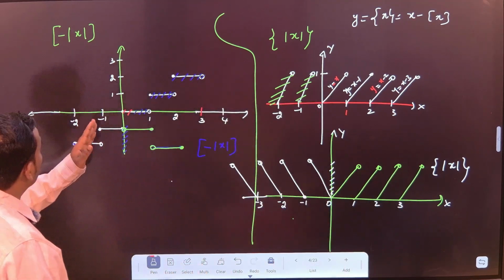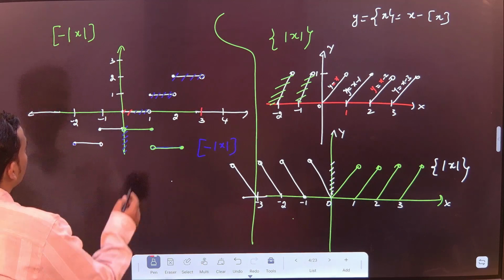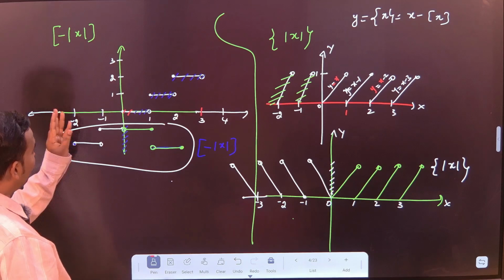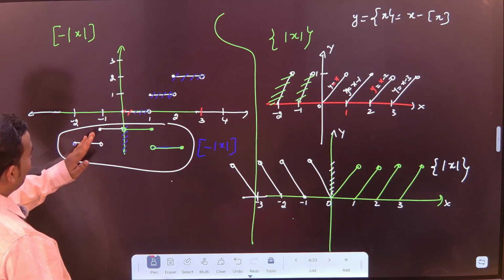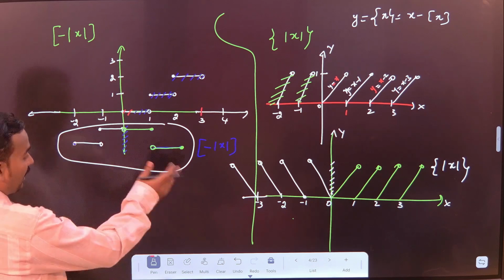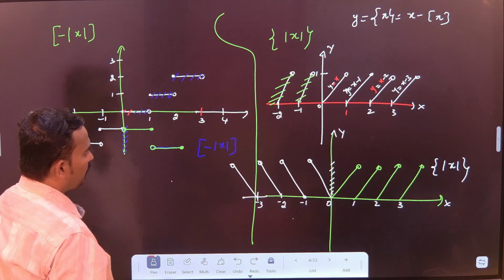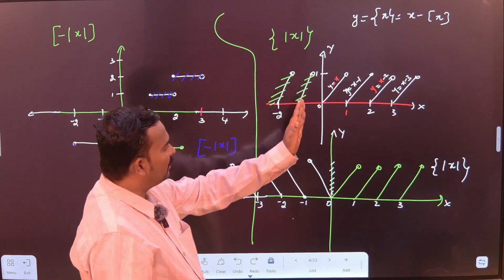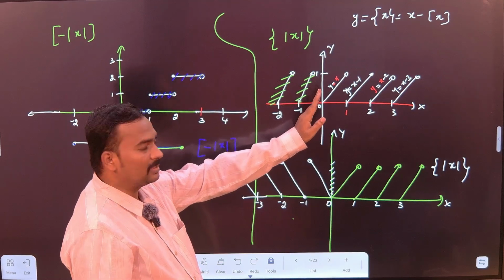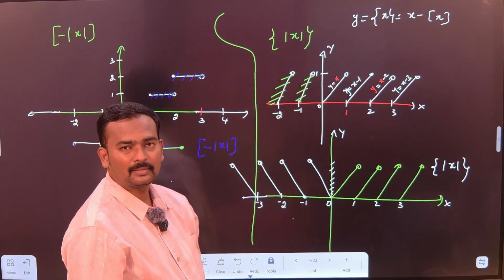The same way here also, when you are taking the greatest integer function of minus mod x, this is the whole graph. You can see, don't remove the left side and right side as well, right? That is the whole graph, right? Understand? So here, once you remove the left side, whatever the right side is, you can keep as it is, and take the image of the right side with respect to the y-axis. Clear?